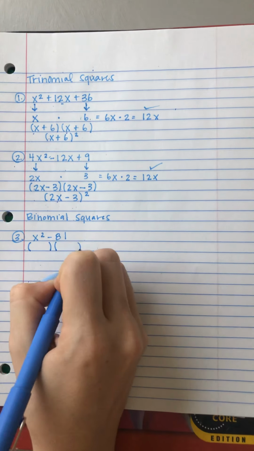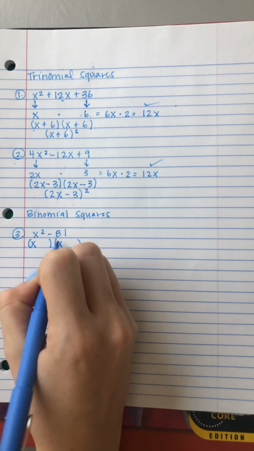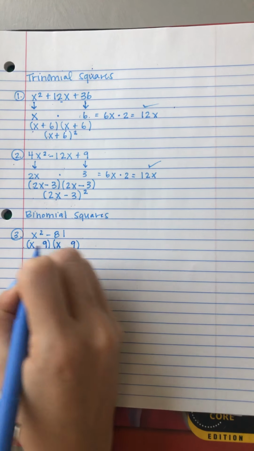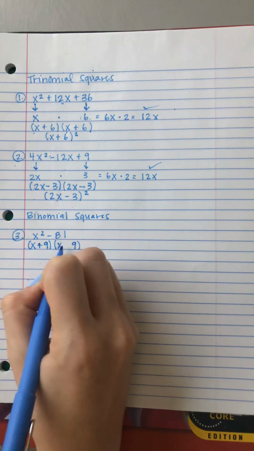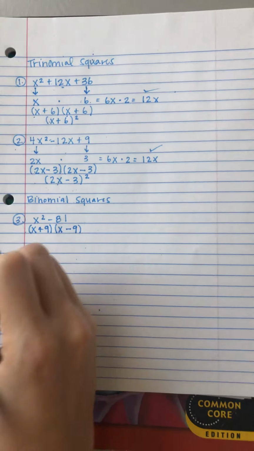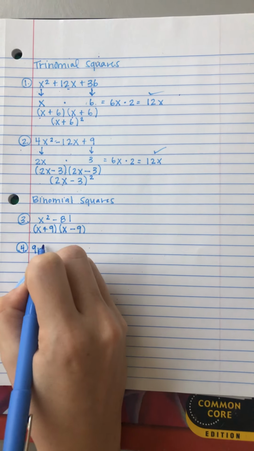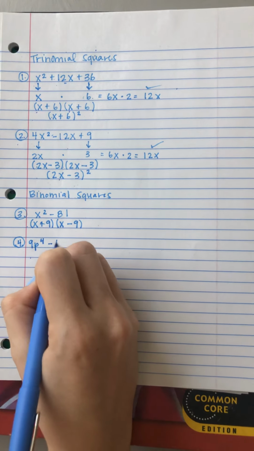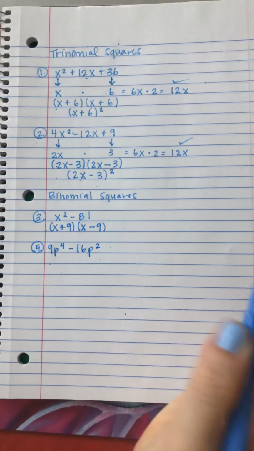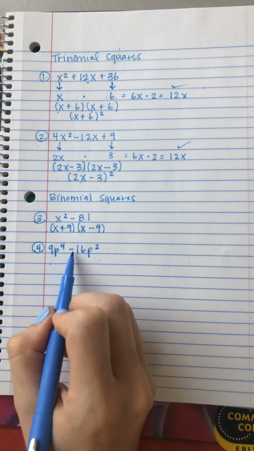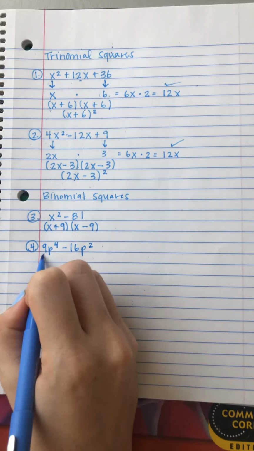2 sets of parentheses, square root of your first term, square root of your last term. Signs are always opposite. One is plus, one is minus. And you're finished. Last one, 9p to the 4th minus 16p squared. Perfect squares, minus in the middle, we're good to go.